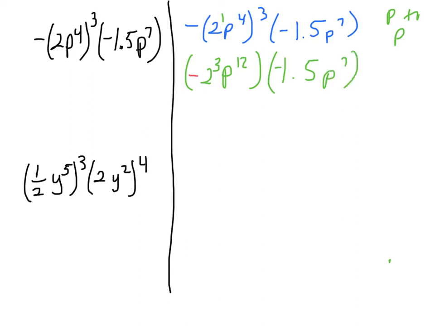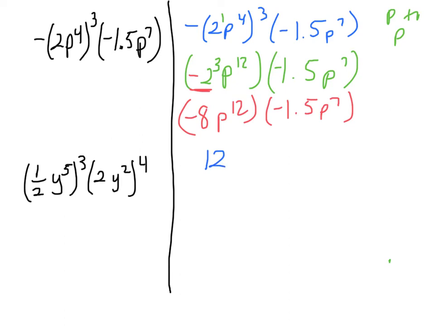So then I see I have a coefficient here, which I'm going to go ahead and simplify. So 2 to the 3rd gives me 8. So this is really negative 8 p to the 12th, times negative 1.5 p to the 7th. If you're not sure why that's negative, make sure you ask me in reflection tonight so that you get that clear. So now I have negative 8 times negative 1.5, so what does that give me? That gives me 12, and it's positive because the negative times the negative is positive.